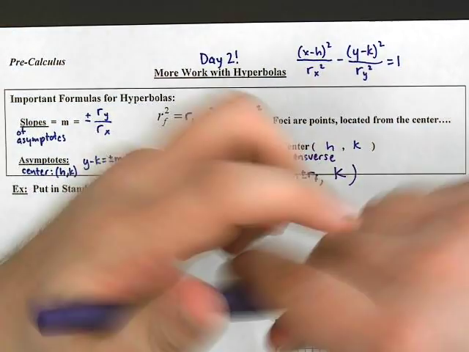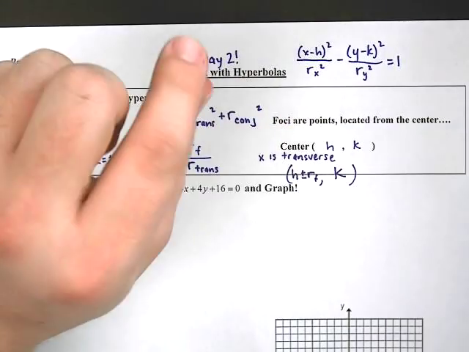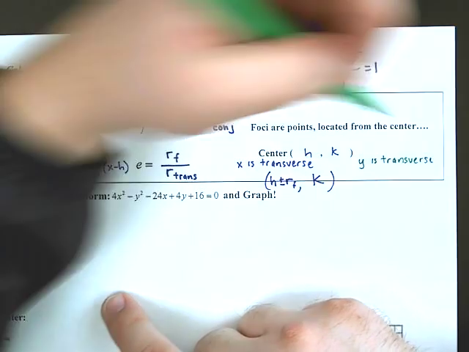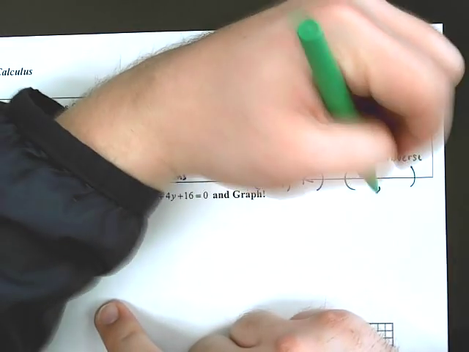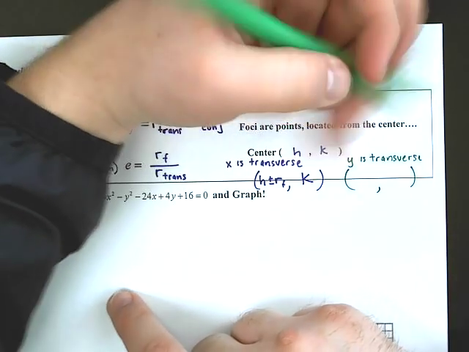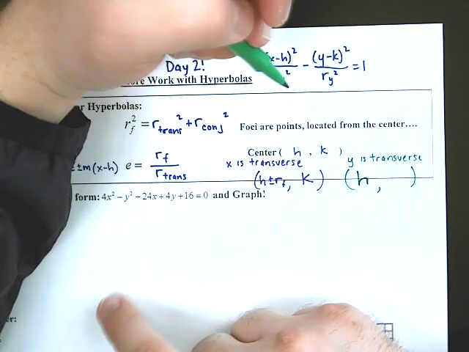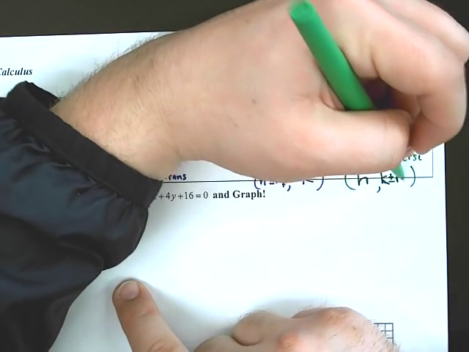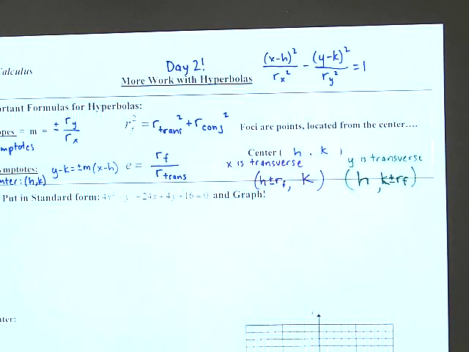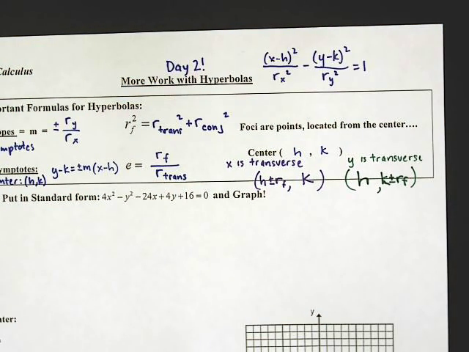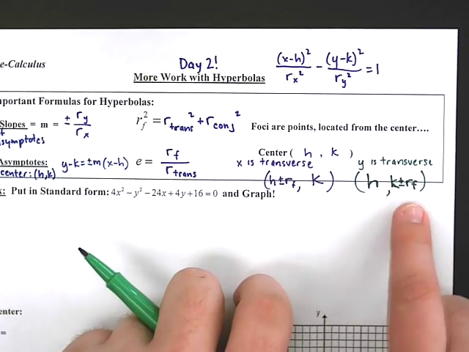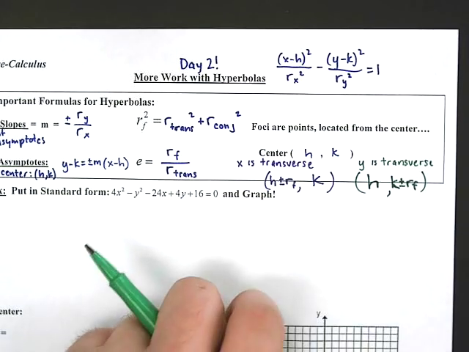What happens if y is the transverse? Well, then our x value is going to stay the same. So it's very similar, but a slight difference. If y is the transverse axis, my h value, or my x value, is going to stay the same for my foci, but now we'll add or subtract the focal radius from k. So right there is a big concept that we should probably commit to memory. Our foci are either above and below the center, or to the left and right of the center.